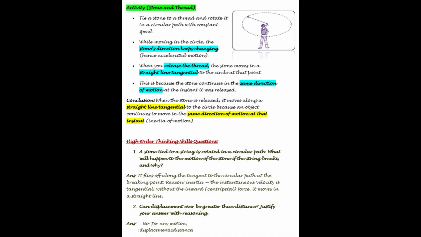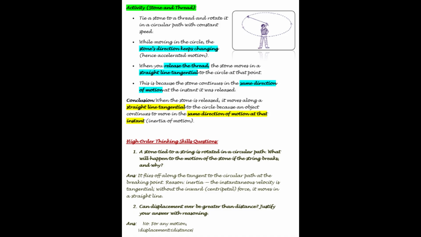Summary. Motion is change in position with time. Scalars have only magnitude, vectors have both magnitude and direction. Distance is path length, displacement is the shortest straight line. Uniform motion and non-uniform motion differ in how distance is covered.